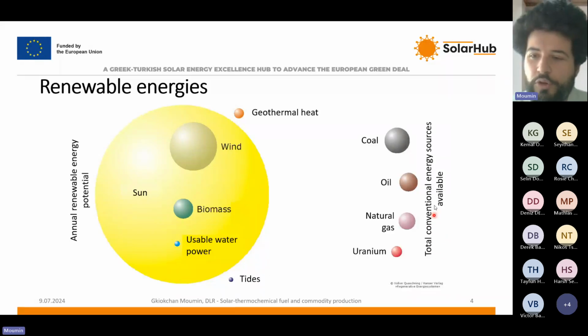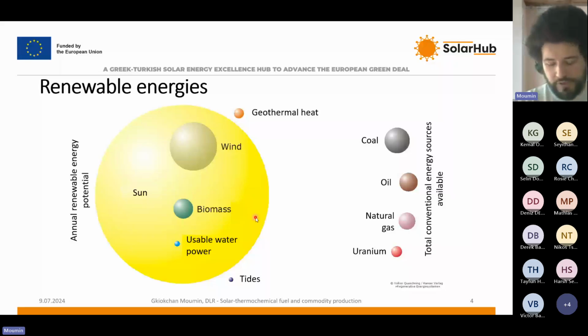If you compare it with total conventional energy sources, you can already imagine they don't stand a chance, basically. The coal energy is maybe a bit more than the biomass energy, but definitely even lower than wind. Oil is definitely in the range of biomass, natural gas similarly, and uranium even lower.